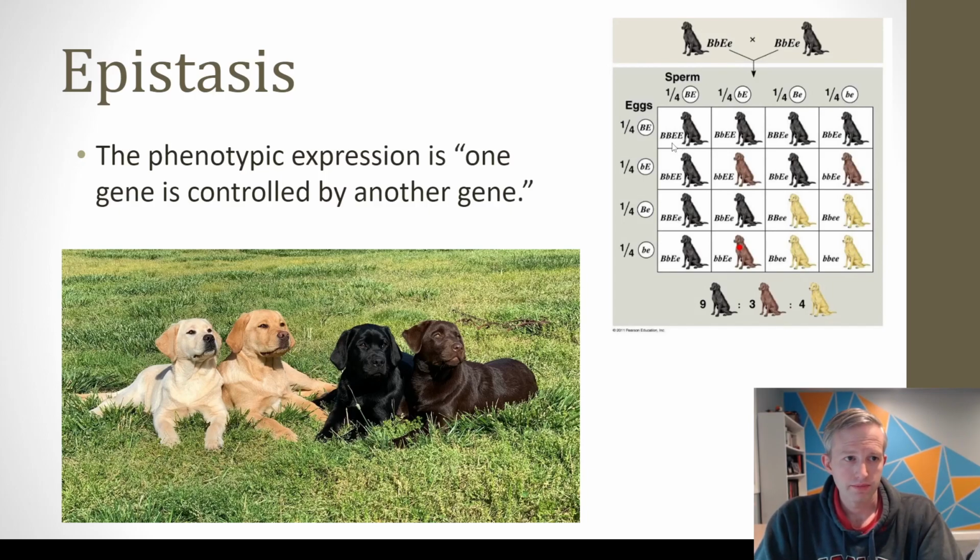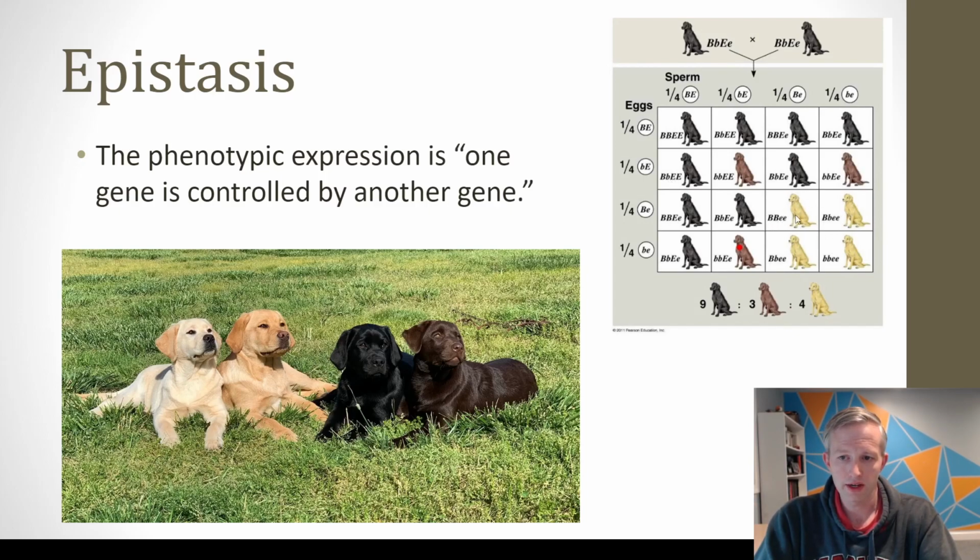Epistasis? Probably. If they have the dominant form of that gene, then they will express their color gene. If they don't have a dominant functional copy of the E gene, then they won't express the color genes at all and will stay yellow labs.